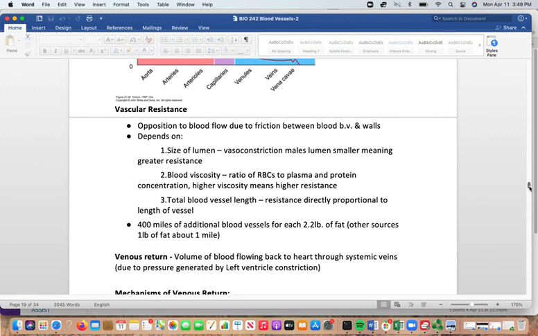Different sources have different numbers for this out there. One source says there's 400 additional miles of blood vessels and 2.2 pounds of fat. So that would have to include capillary beds in there to get that distance. Other sources will say 1 pound of fat has about 1 mile. In any case, when you think about it, the longer the vessel is, the more it's going to increase the pressure.